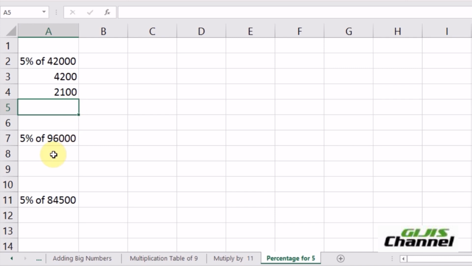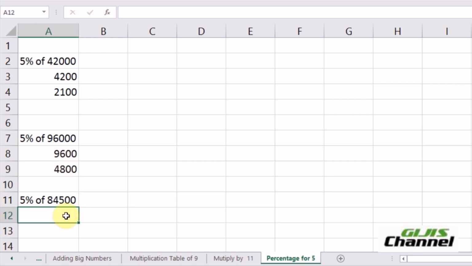Let me show you a different example. Again, as I said, move the decimal point over by one place. So 96,000 becomes 9,600.0. Now divide 9,600 by the number 2. So what is that? 4,800. So the answer is 4,800.